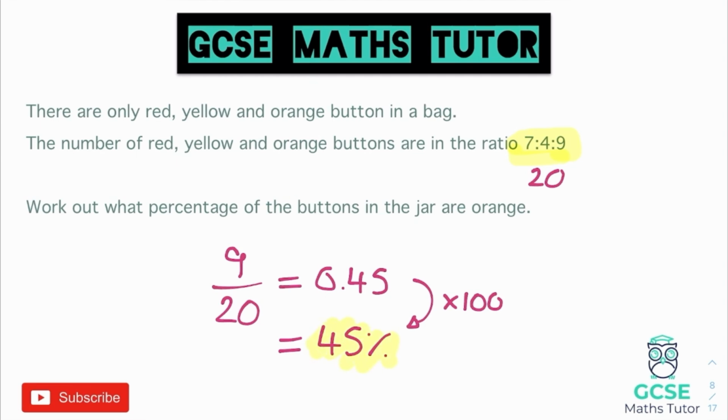Of course, you didn't actually have to use your calculator. You could have just times the top and bottom by 5, which would have given you 45 out of 100, which hopefully you then would know would be 45%.